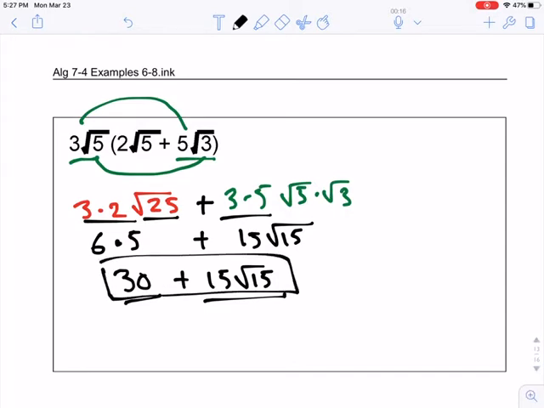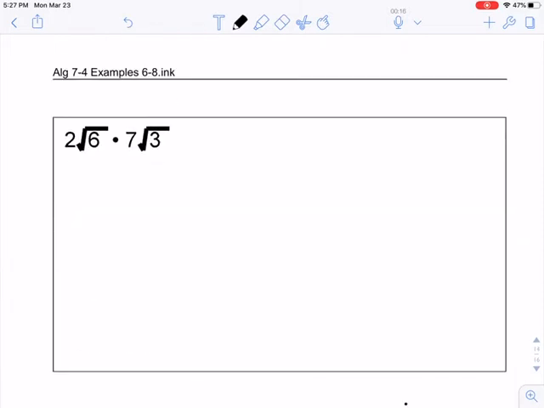And I think that's going to be the hardest thing for you guys, is just knowing that at that point you're finished. All right, write this problem down, pause the video, try it, and then come on back. Okay, thanks for trying that.